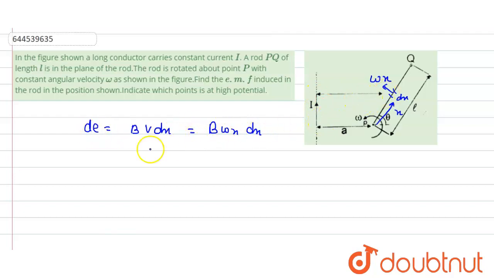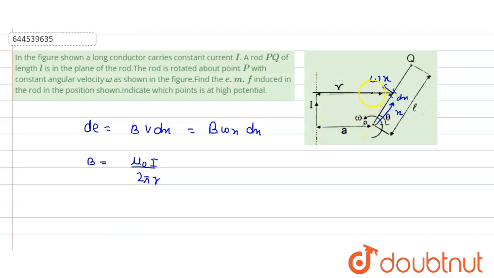Now what is the value of the magnetic field due to a current carrying wire? It is given as mu naught I divided by 2 pi r, where r is the distance from the conductor at which we need to find the magnetic field. That means this would be the distance from here to here. This is the distance r which we are calling.